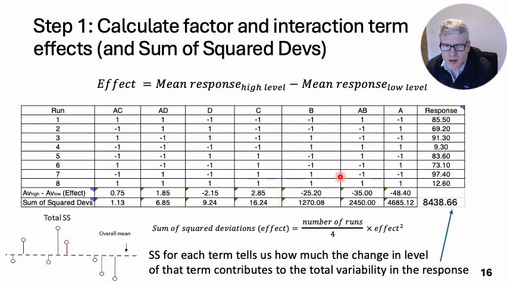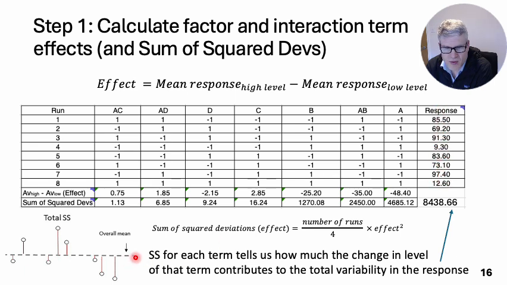So that's fine. The sum squared deviations is also really important. It is a way to get to variance. So when we look at all the responses, we can see that they vary quite a lot, and we've got a maximum here of 97, and we've got a minimum of like 9.3. So there's a big variation.